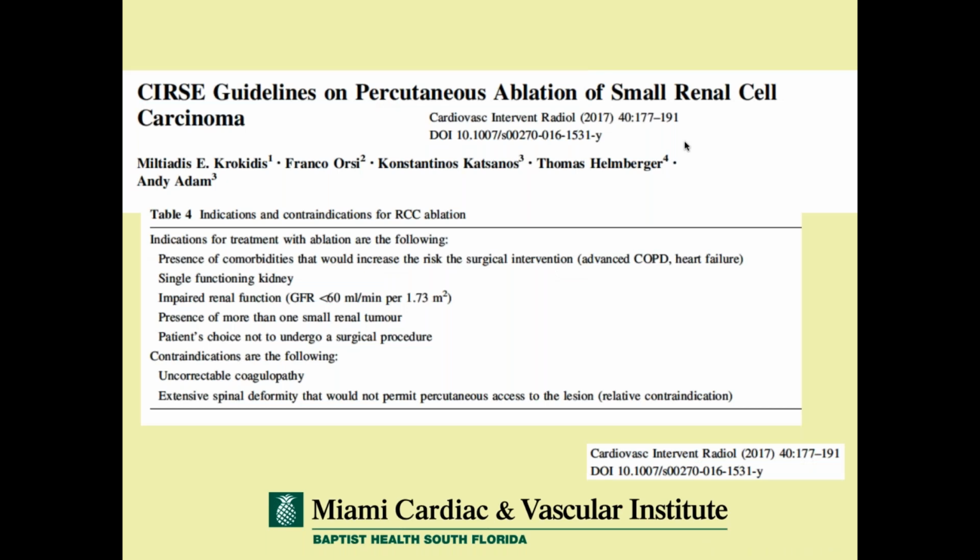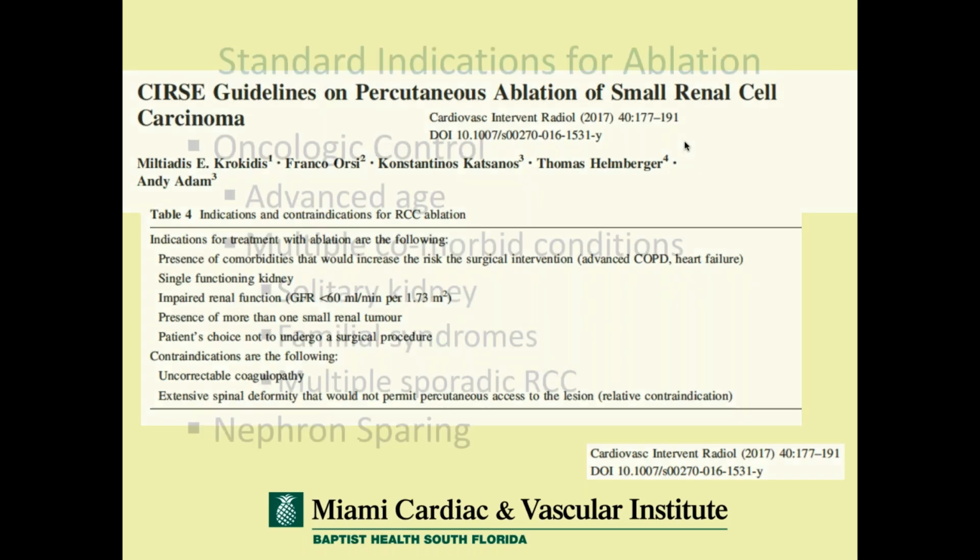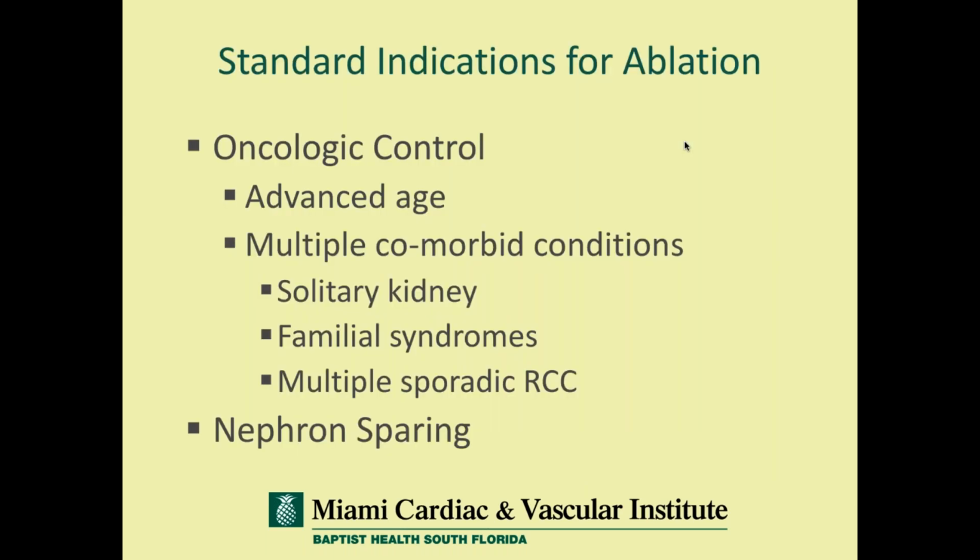CIRSE guidelines also came out in 2017. And again, what are the indications for ablation? Comorbidities that increase the risk of surgical intervention, and patients in whom you need to protect renal function: impaired renal function, a single functioning kidney, more than one small renal tumor, and patients who do not want to undergo a surgical procedure. So these are standard indications, very similar to what we just talked about.